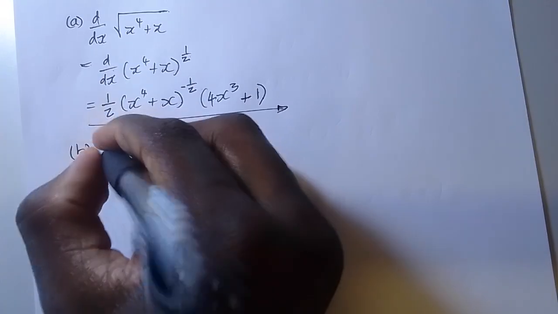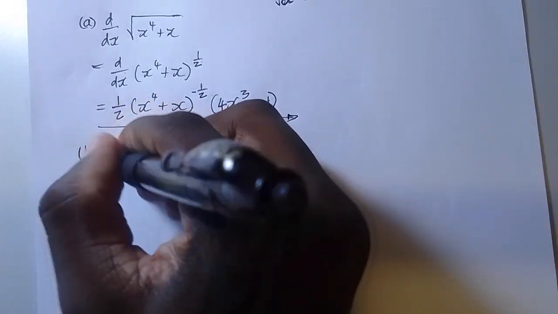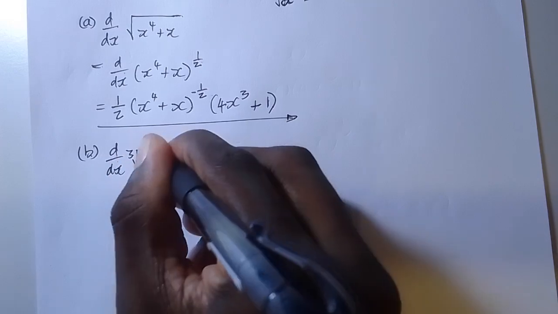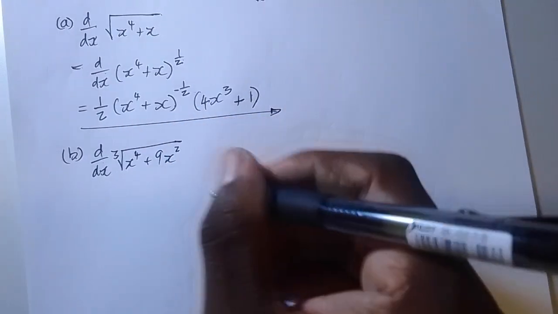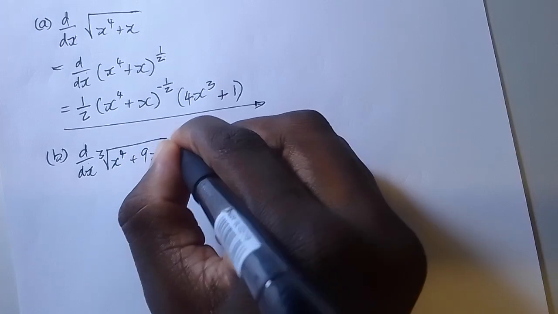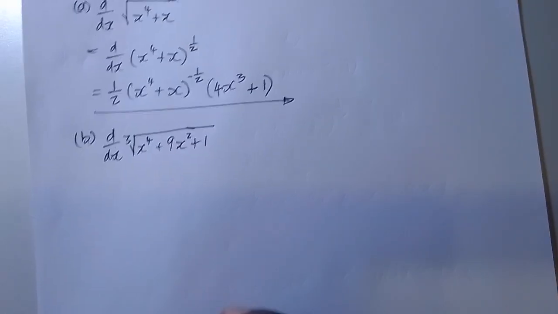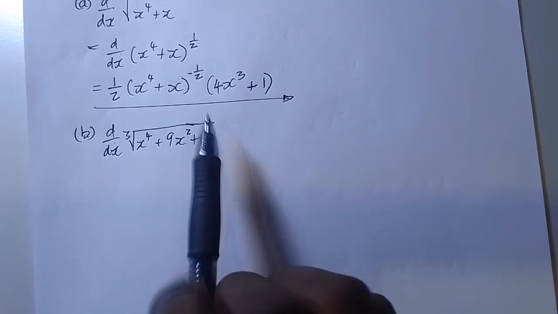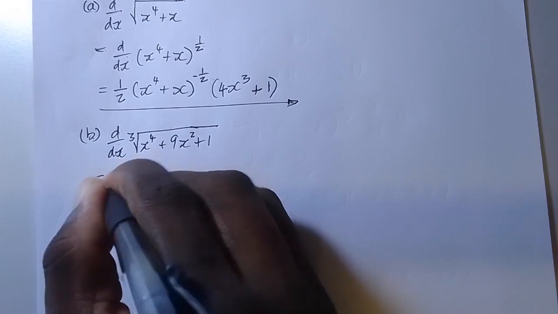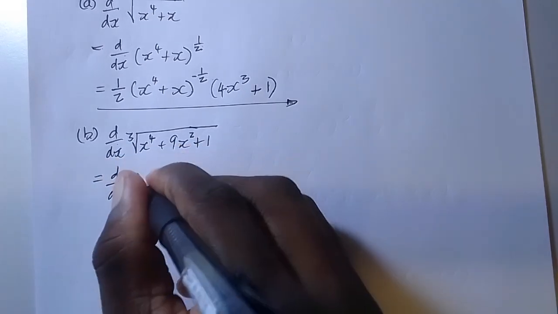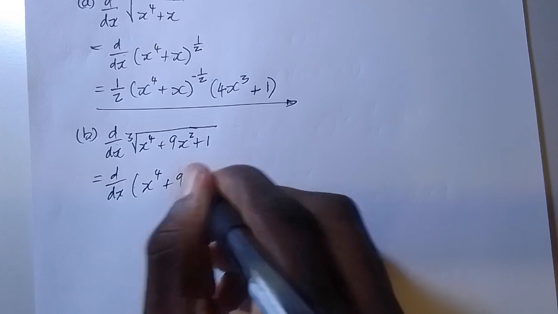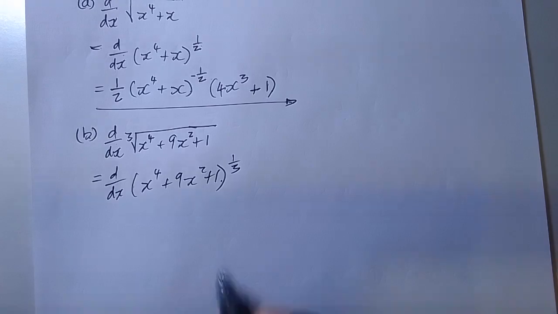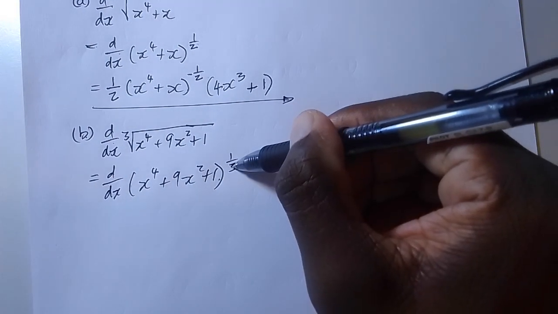So B is d on dx of the cube root now of x to the fourth plus 9x squared. Let me say plus 1, but it's not important. Okay, we use the same rule here. We have a cube root now. So we have d on dx of x to the fourth plus 9x squared plus 1 to the power of 1 over 3. Because now we have a cube root, so we have to divide by 3, right?